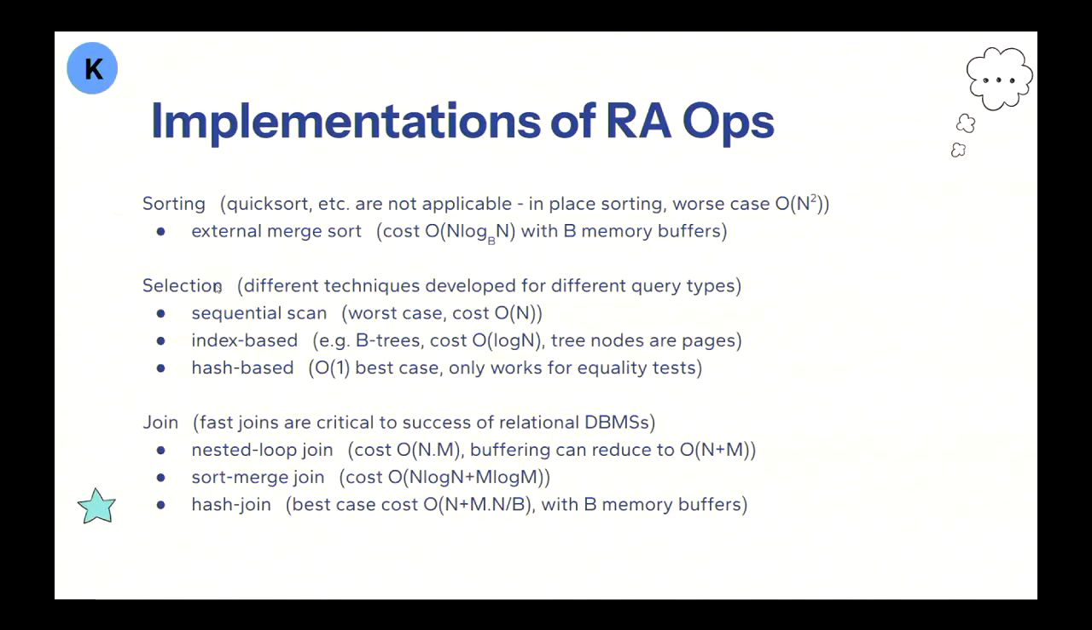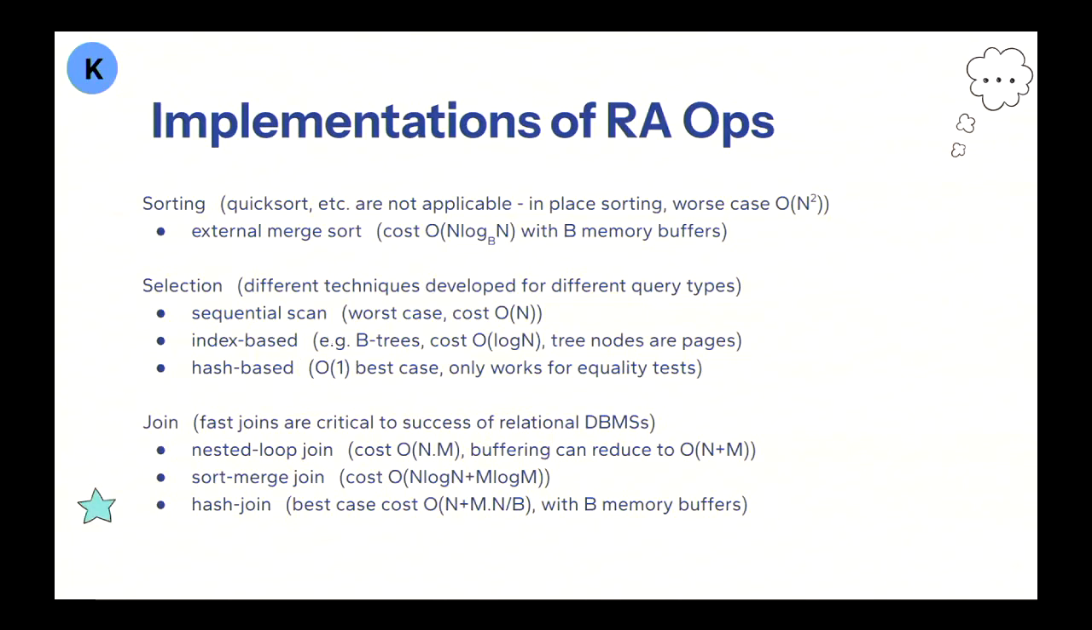And for selection, there are many different types of selection. If we have told the DBMS to index certain tables, it could use index-based selection. Or it could use hash-based selection if it has some specific settings. However, if it doesn't have anything, it will be the worst case. We will do a sequential scan. We will scan through all the tuples. So that's very slow.